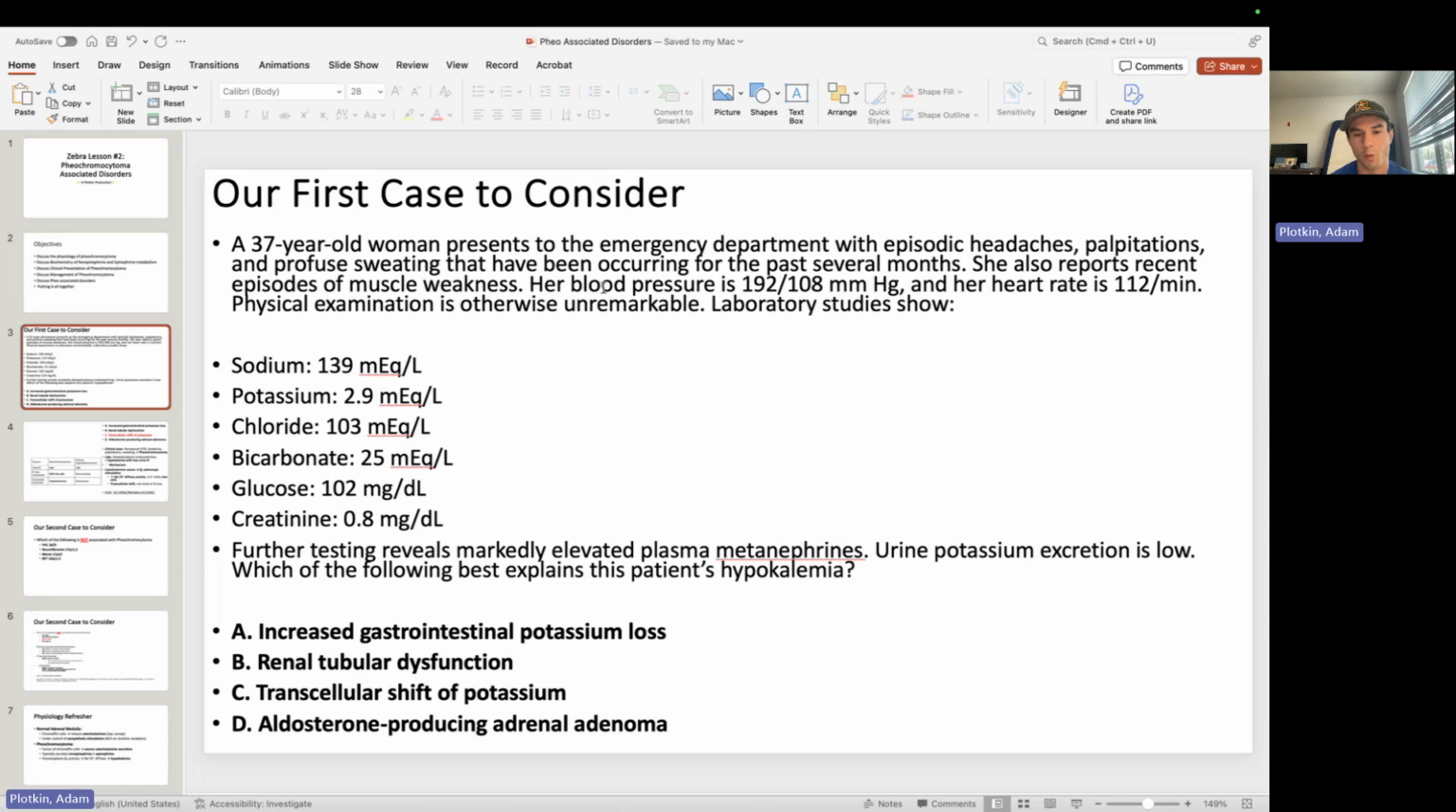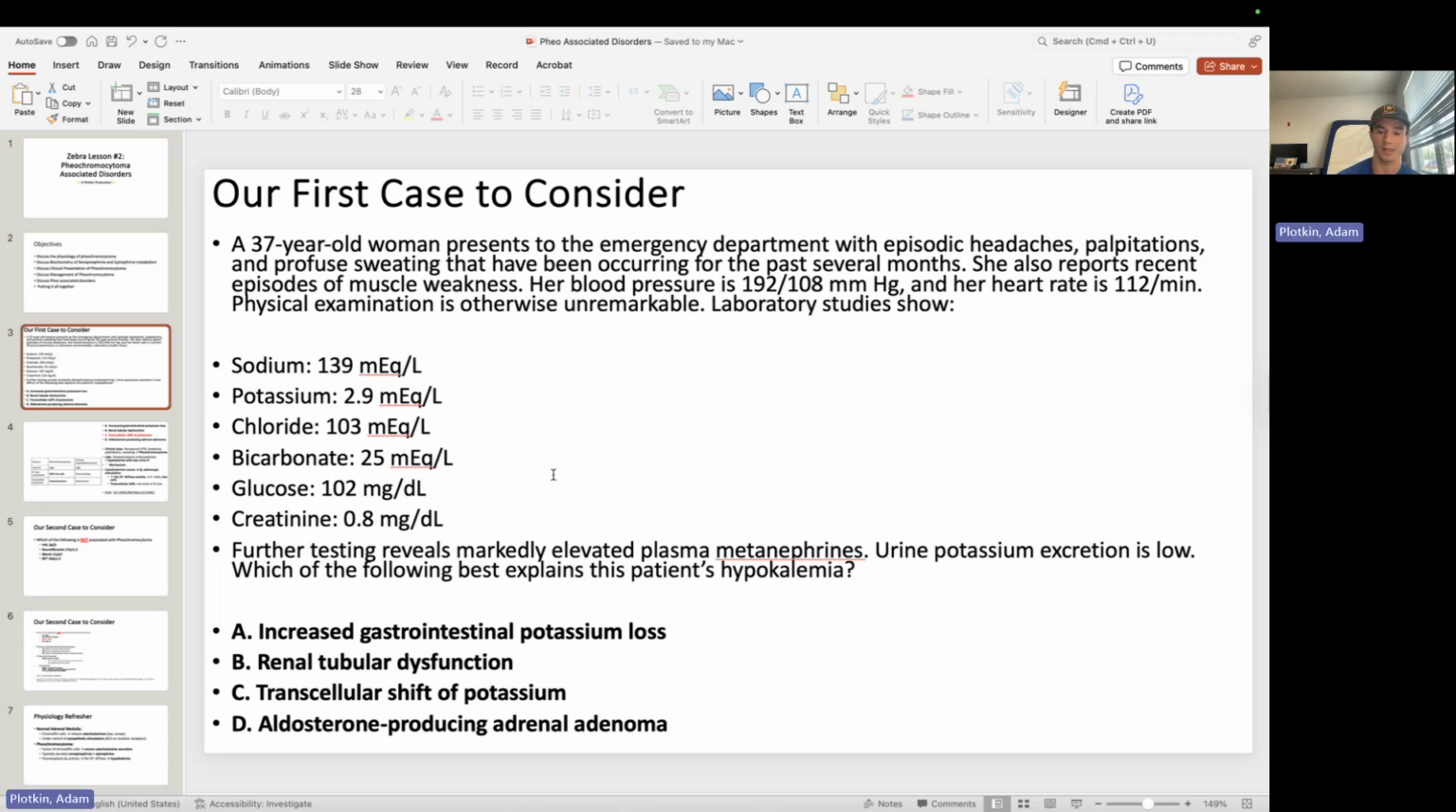So we have a 37-year-old woman presents to the emergency department with episodic headaches, palpitations, and profuse sweating that have been occurring for the past several months. She also reports recent episodes of muscle weakness. Her blood pressure is 192/108, and her heart rate's 112. Physical exam is otherwise unremarkable. Her lab studies show a sodium of 139, potassium is 2.9, chloride 103, bicarb 25, glucose 102, creatinine is 0.8.